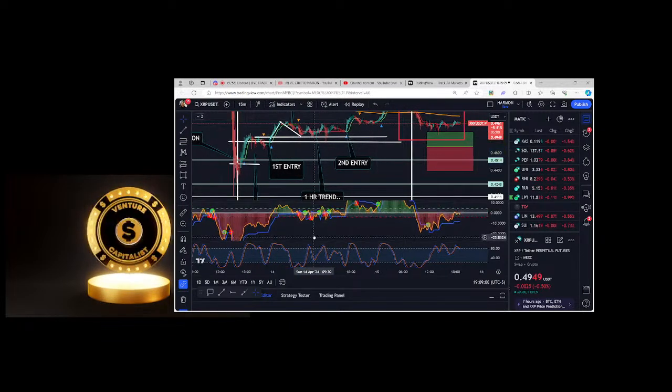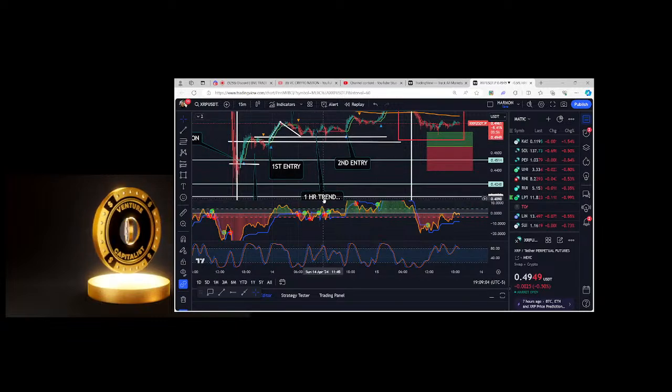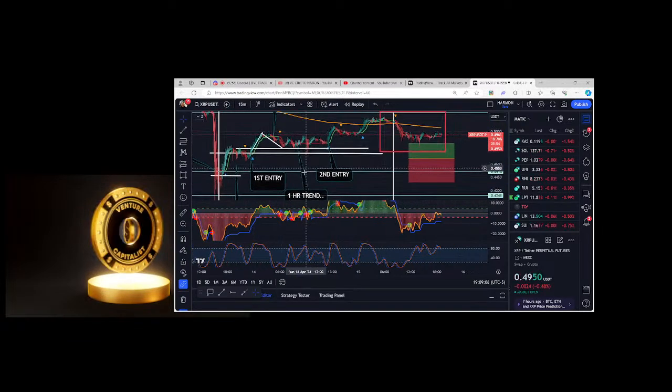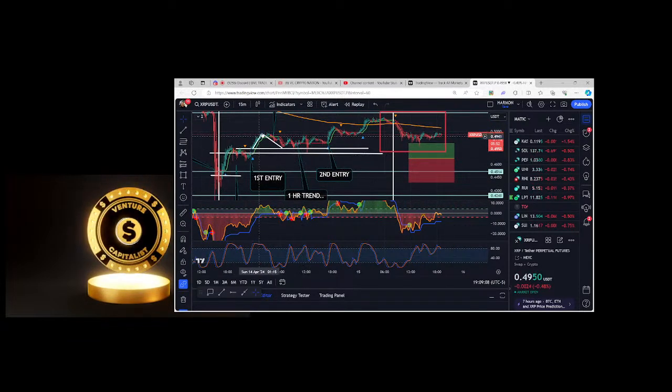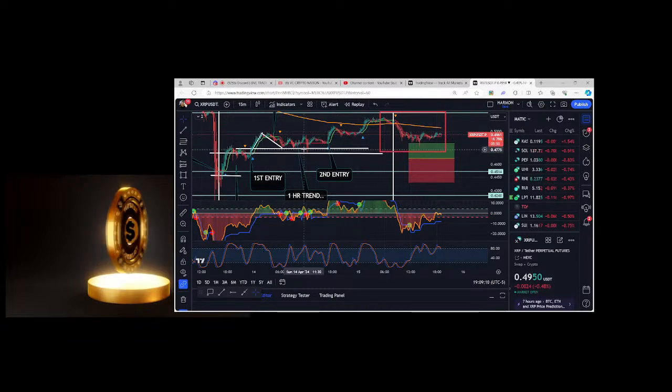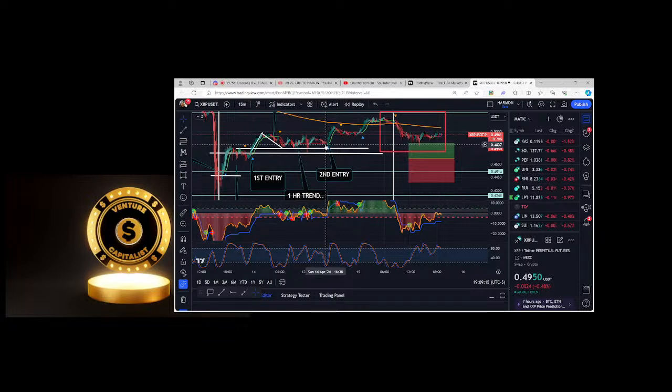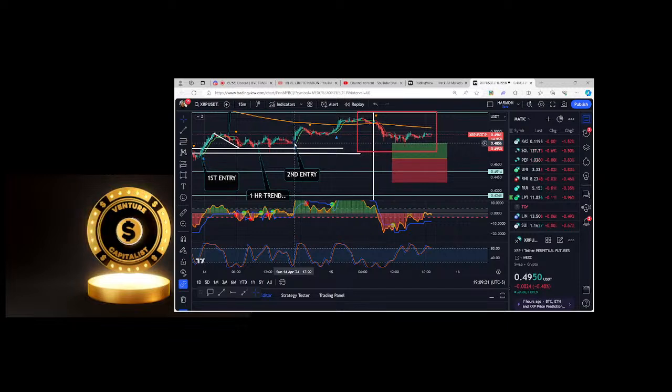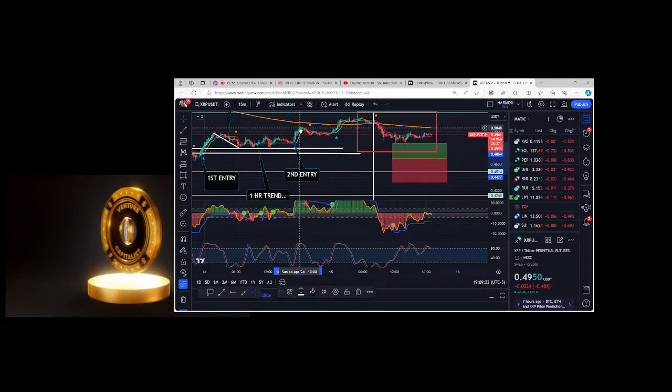Then there's a pullback. Then we end up getting a 1 hour trend here, which we would have waited because the 1 hour trend would have been our second entry. In this case, since we made all our money on the first move, this would be another first entry. But we don't catch it on a 15-minute red trend. We catch it when it goes into the 15-minute green trend here at the bottom of this, and that actually gave us another winning trade.